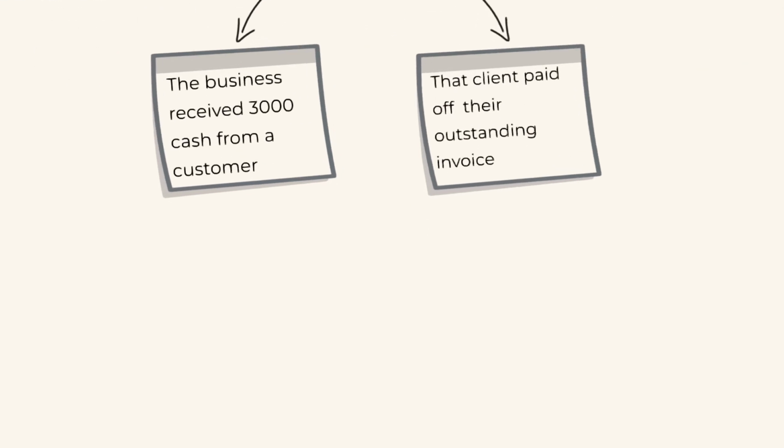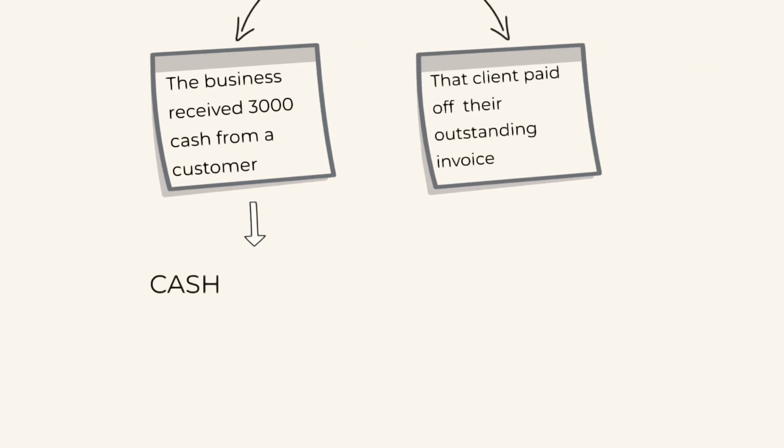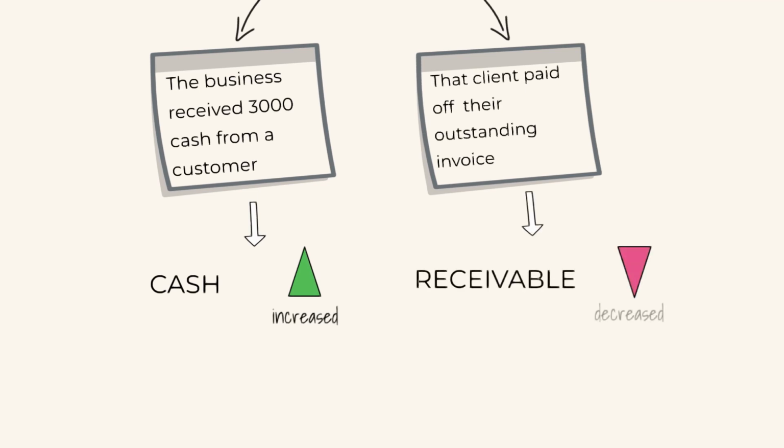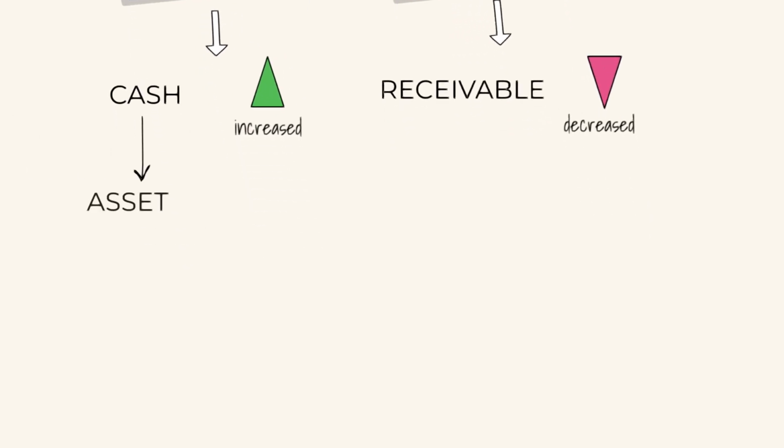Therefore, the receivables decreased by 3,000, as well as the cash, because we received it, increased by the same amount. Because the cash increased by 3,000, the cash is an asset account. The increase on an asset account is a debit, therefore we need to debit the cash account. The receivables decreased by 3,000. The accounts receivable is an asset account. The decrease on an asset account is credit, therefore we need to credit the accounts receivables for 3,000.